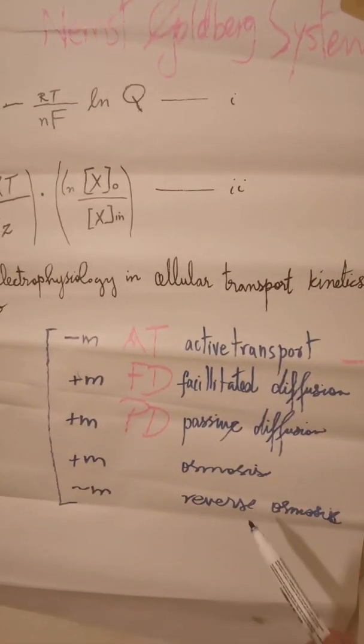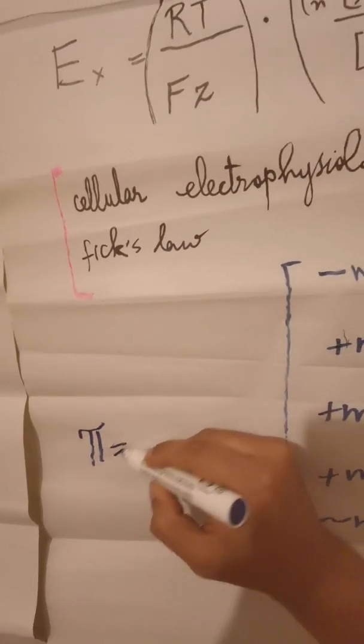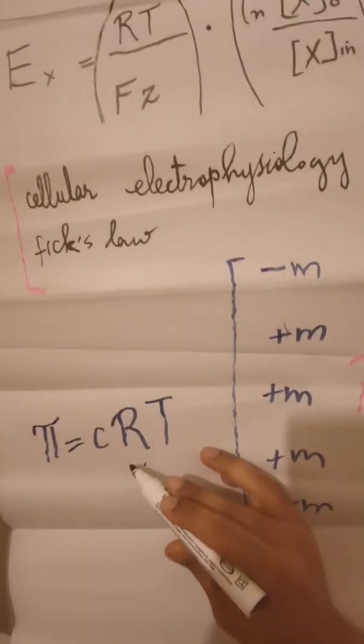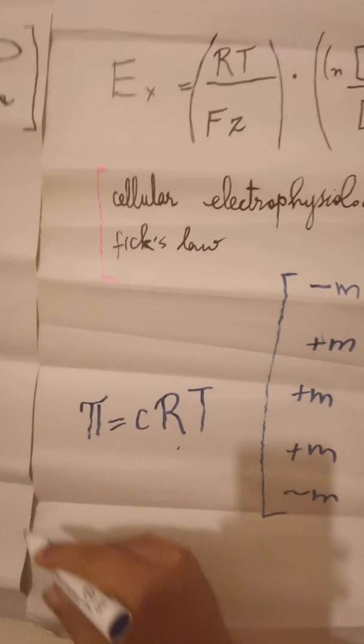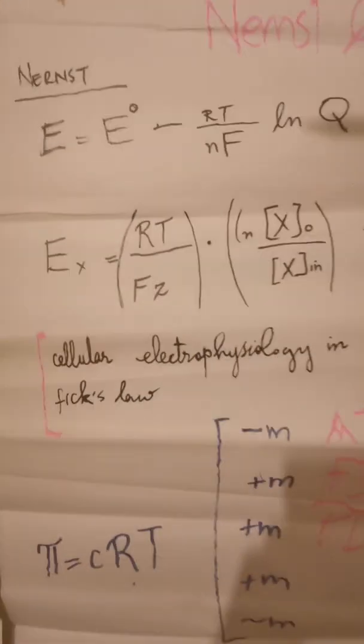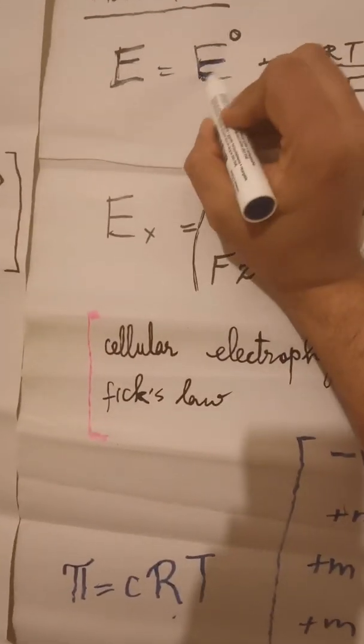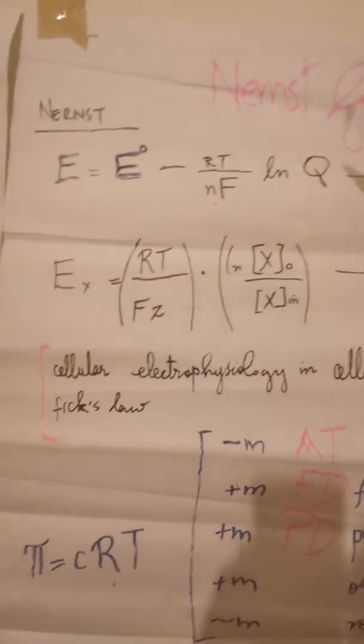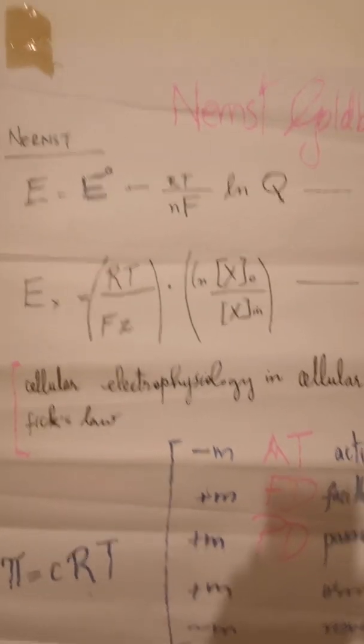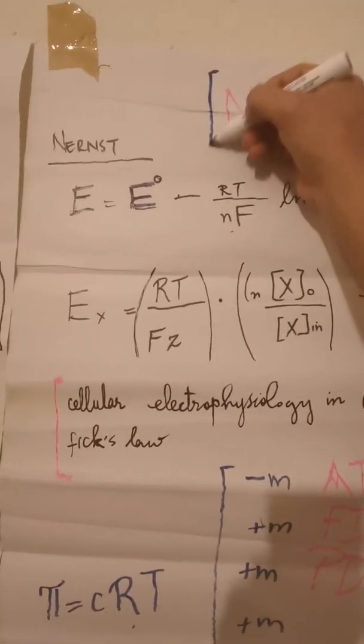So active transport, facilitated diffusion, passive diffusion, osmosis, and reverse osmosis is where you use this equation, CRT, concentration times gas constant 8.31 times temperature. You use that, which is pressure, which is the same one as here, P equals CRT. Here in electrophysiology they use pi. Now you must have watched my videos on electrochemistry, which is why only now I've dealt with these two equations forming part of the Nernst-Goldman system.